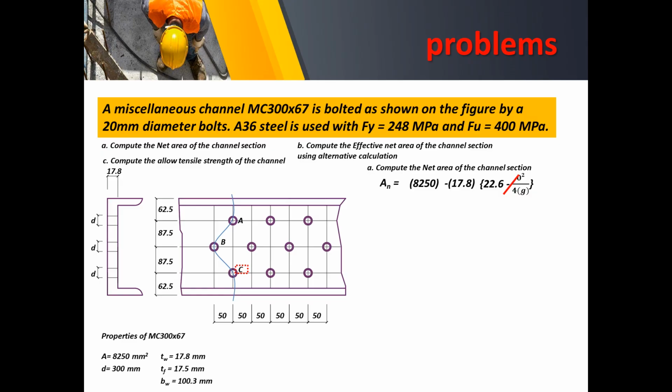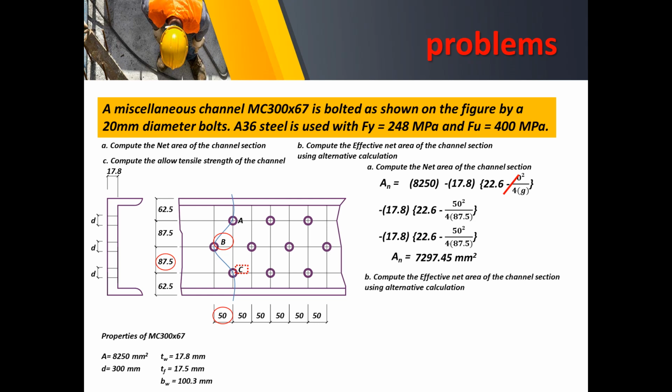Okay, moving on to the bolt C. Bolt C coming from bolt B. Of course, again, we have the pitch 50, the gauge distance 87.5. So we just place that into our equation. 50 squared all over 4 times 87.5. Okay, so moving on to bolt C, we have those values of s and the gauge distance. So again, we place that into our equation. So I think that should be the last bolt to be considered. Therefore, the net area can be calculated, and we get 7,297.45 square millimeters.